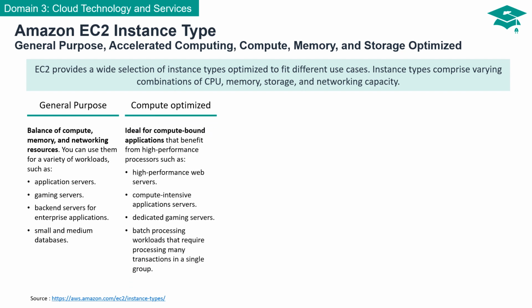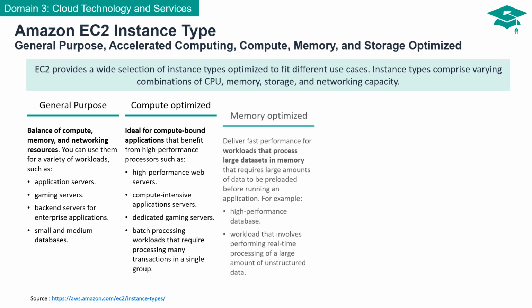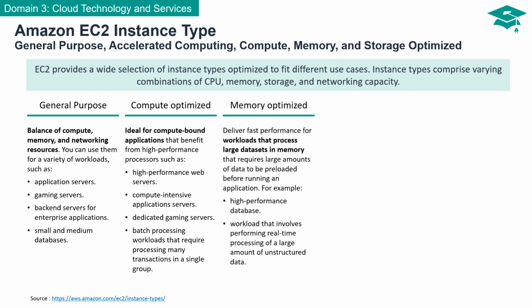Next on our list are compute-optimized instances. These are tailored for compute-bound applications that thrive on high-performance processors. Think of scenarios like high-performance web servers, compute-intensive application servers, dedicated gaming servers, or batch processing workloads that demand processing many transactions in a single group. Moving on to memory-optimized instances. These deliver fast performance for workloads that process large datasets in memory, requiring substantial data preloading before application execution. Examples include high-performance databases or workloads involving real-time processing of large amounts of unstructured data.